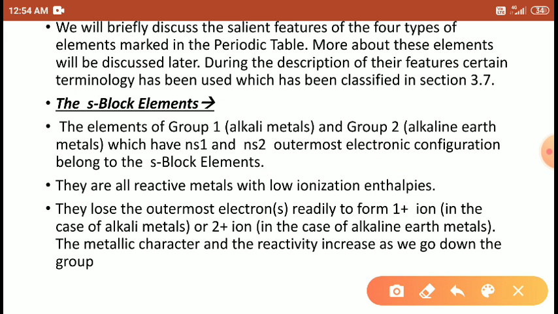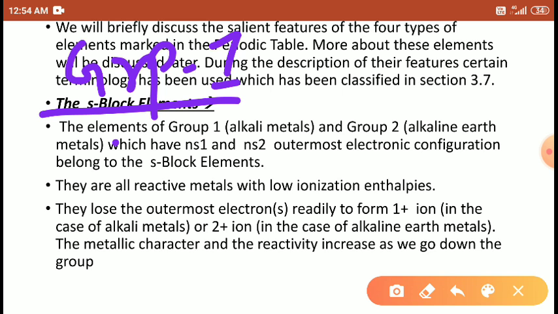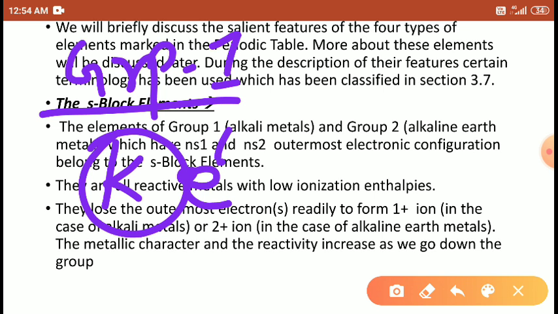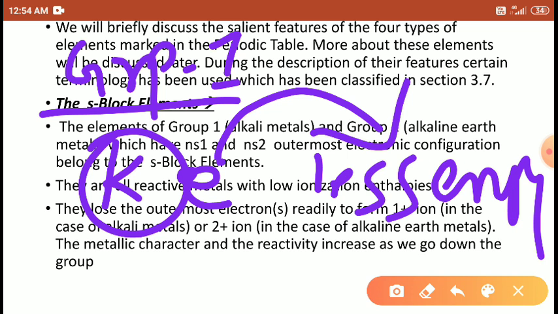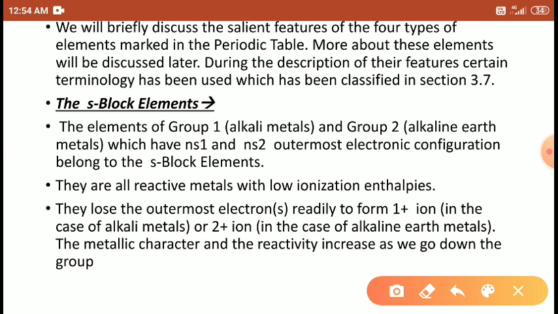Take the group 1 element potassium, in which the electrons are more easily removed. For the removal of this electron, we require less energy. So that is what we call low ionization enthalpy. Right, students? Low ionization enthalpy here.